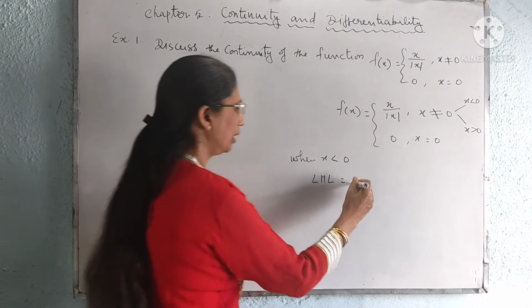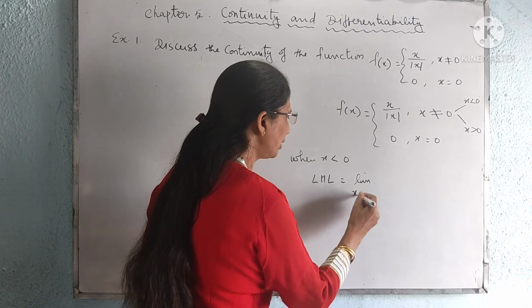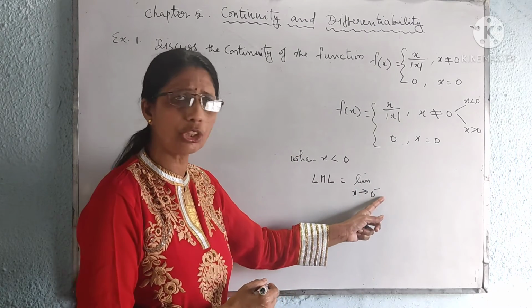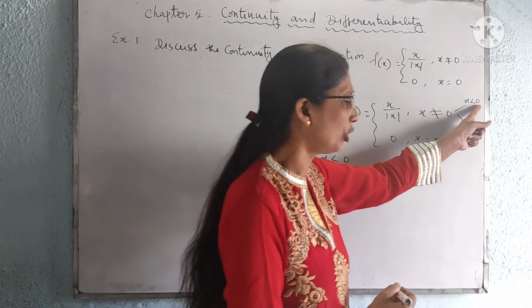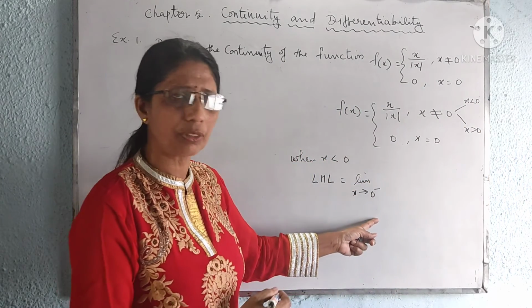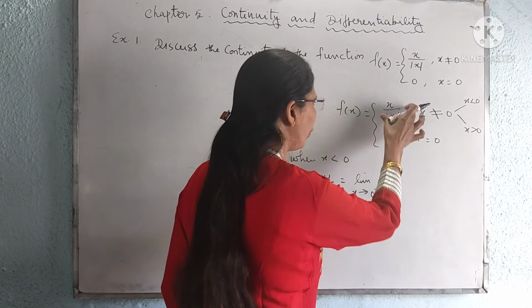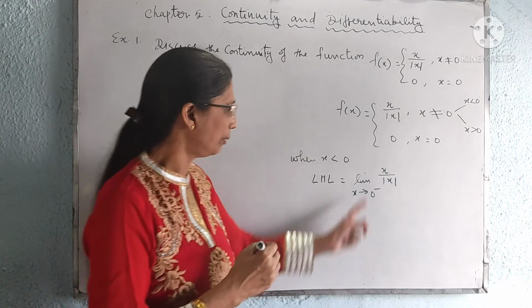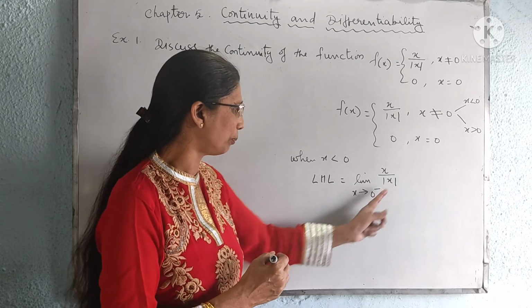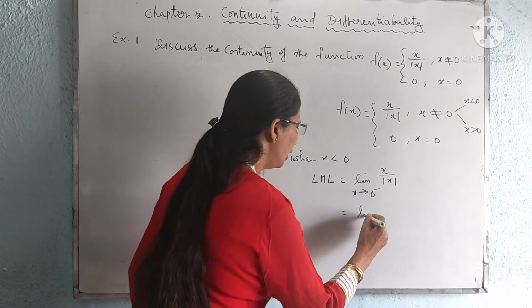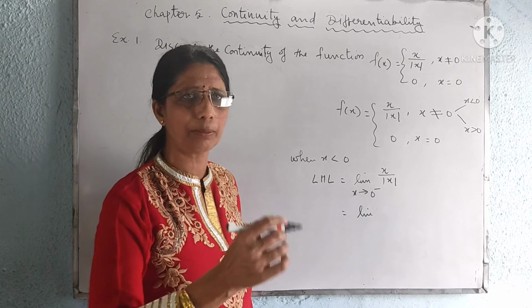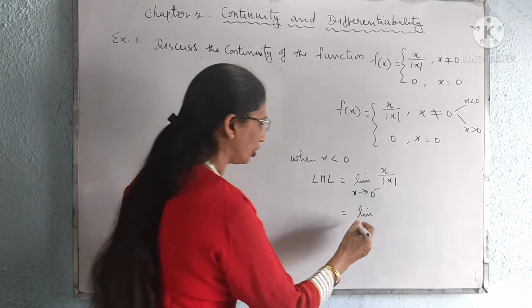Left hand limit, we are writing limit x tends to 0 minus. We are starting with 0 minus. 0 minus means less than 0, something we are subtracting from 0. Then the function is x upon mod x. This is limit x tends to 0 minus x upon mod x. When 0 minus, what are we subtracting? We are subtracting a very small number, that is h.